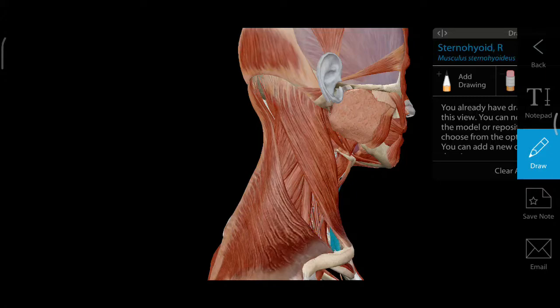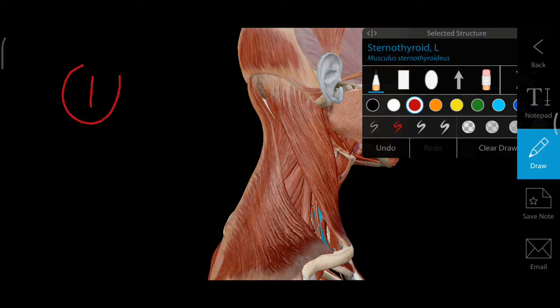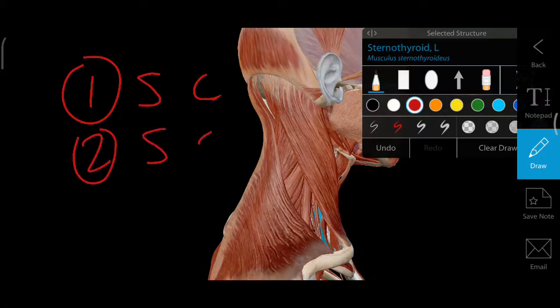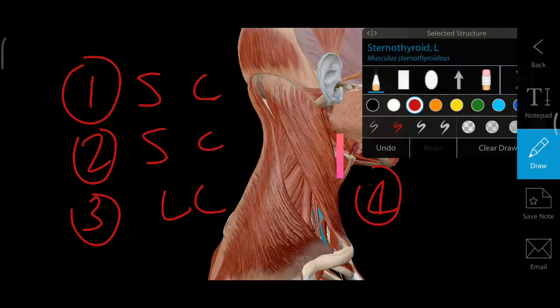Actually, this is not very evident in the model, but the floor is formed by five muscles. The first one is the semispinalis capitis. The second one is the splenius capitis. The third one is the levator scapulae. The fourth one is the scalenus medius, and the fifth one is the first digitation of the serratus anterior.